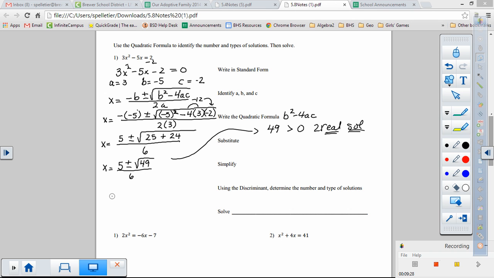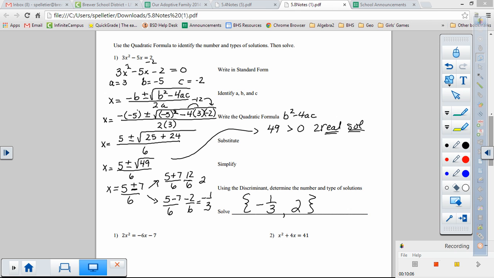So what's the square root of 49? 7. So 5 plus or minus 7 over 6. Again, there are two roots here. There's 5 plus 7 over 6, and there's 5 minus 7 over 6. Two roots. 5 plus 7 is 12. 12 divided by 6 is 2. 5 minus 7 is negative 2, and over 6 equals negative 1/3. So your solutions are negative 1/3 and 2. Those are your roots. So this is just a matter of plugging it in and solving for the answer.